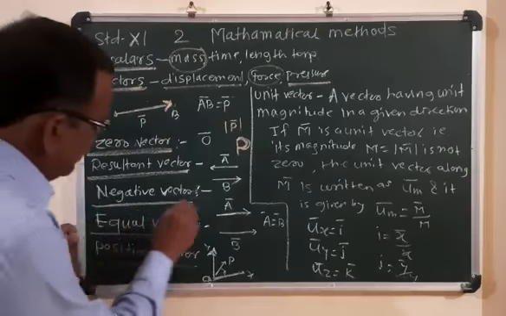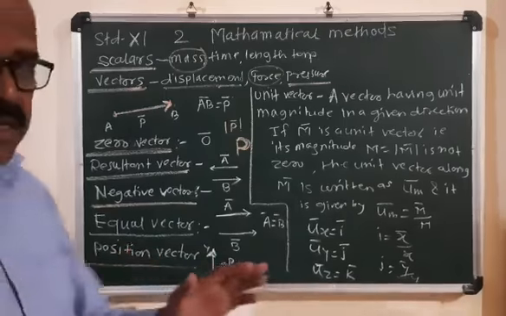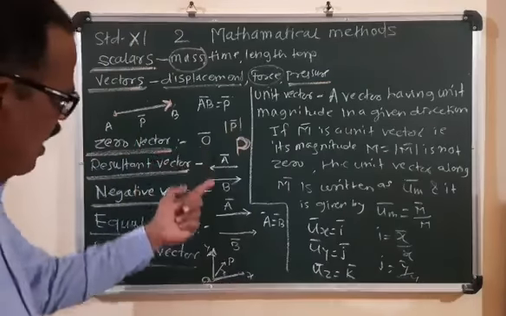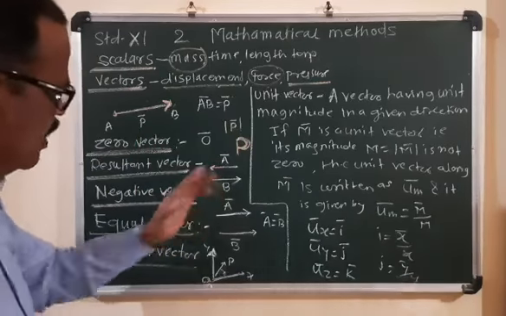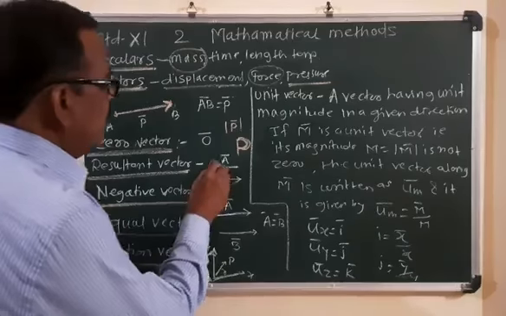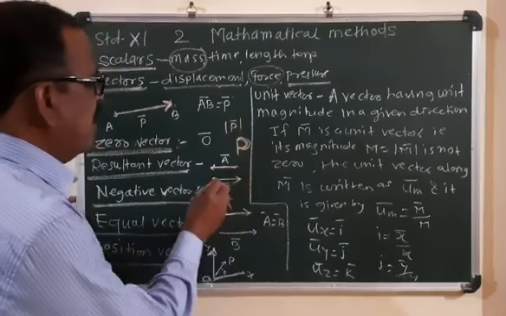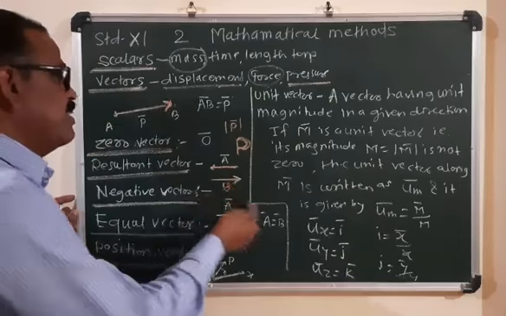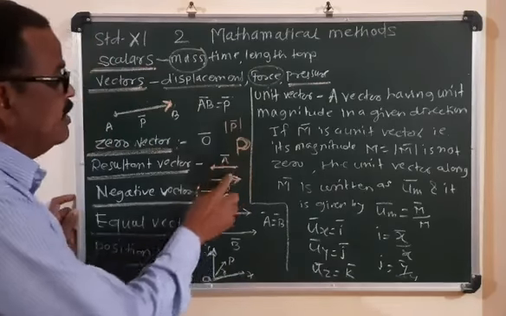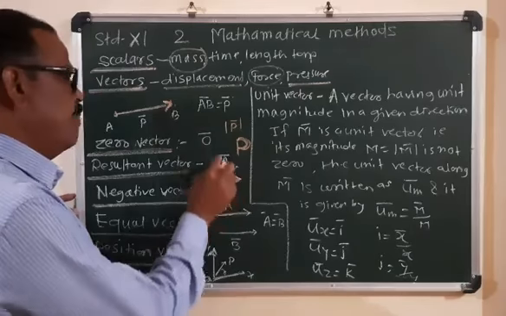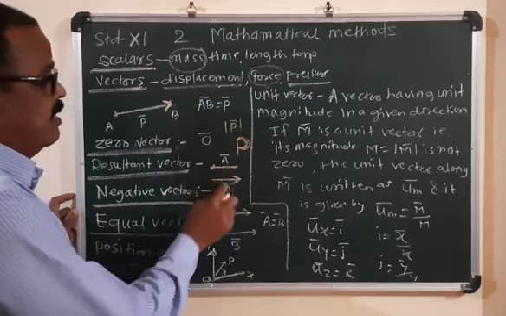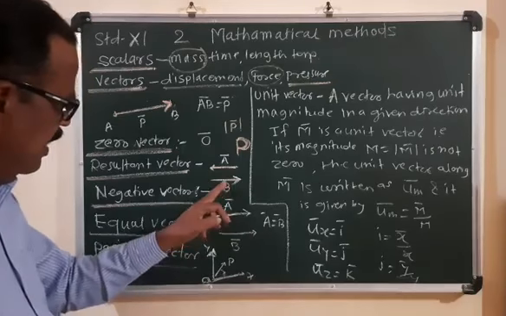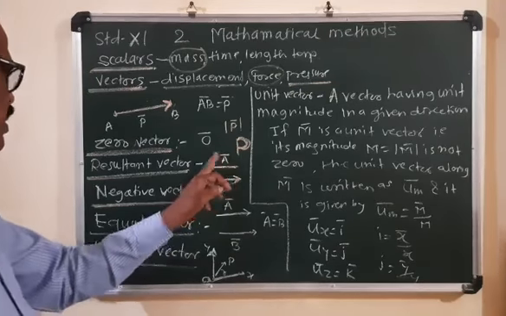What is meant by negative vector? Two vectors are said to be negative vectors of each other if both have the same magnitude but are oppositely directed. Here we consider vector A bar and vector B bar. B bar is the negative vector of A bar because the magnitude of both vectors is the same but the direction is opposite. Therefore, B bar is called the negative vector of A bar.